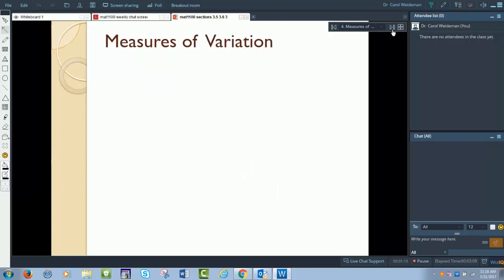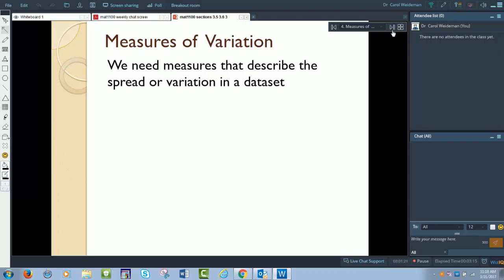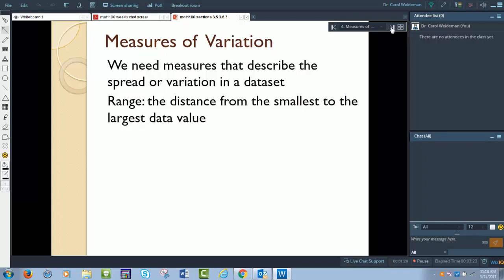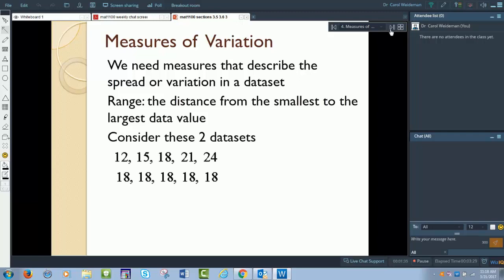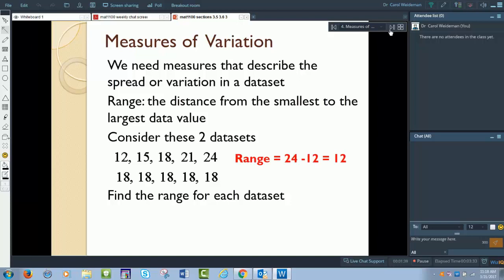We'd like to come up with some other measures that would explain differences between or among data sets, and those are called measures of variation. These describe the spread or the variation in a data set. How different are the data values from one another? One measure of variation is called the range, which is simply the distance from the smallest to the largest. So again, going back to those two data sets, we could calculate the range for each. The range for the first one is 12. The range for the second one is 0.